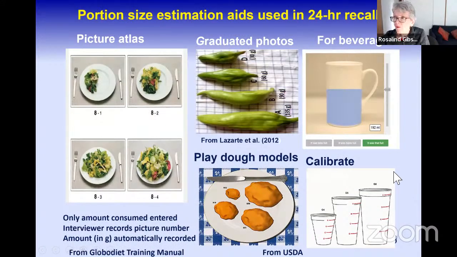These are examples of some portion size estimation aids that have been used in various national food consumption surveys. These are ones that have been used in Europe. This is used by the USN Haynes. They don't go into the household, so they can't actually use Play-Doh to model the size and shape that's been consumed. So they present these various Play-Doh models. But if you're able to go into the household and mold your Play-Doh into the size and shape that's been consumed and then weigh it, then it's a big advantage.